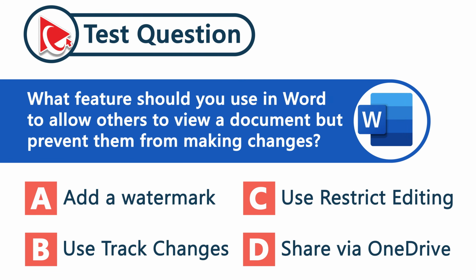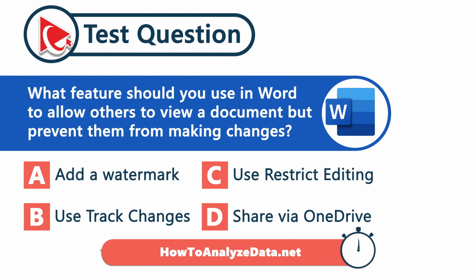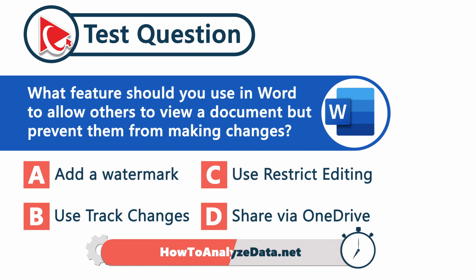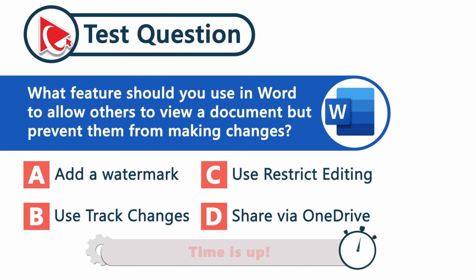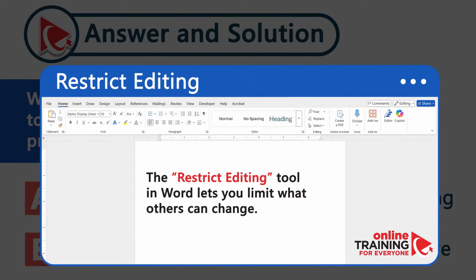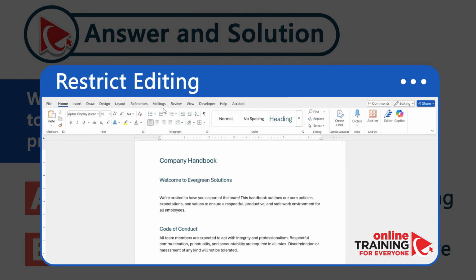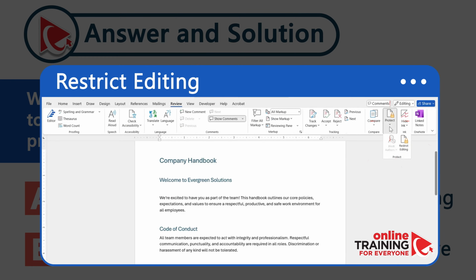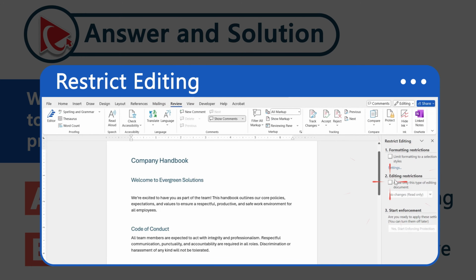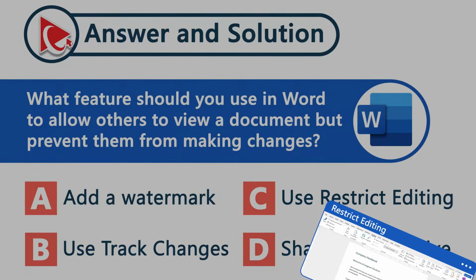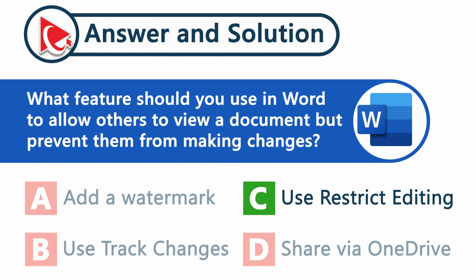What feature should you use in Word to allow others to view a document but prevent them from making changes? The Restrict Editing tool in Word lets you limit what others can change. You can set the document to read only and require a password to unlock editing, which helps protect the integrity of important files. For important documents like a Company Handbook, you can navigate to Review, Protect, Restrict Editing, and in the panel select Allow only this type of editing in this document and select No changes, read only. Which means that the correct answer to this question is choice C.